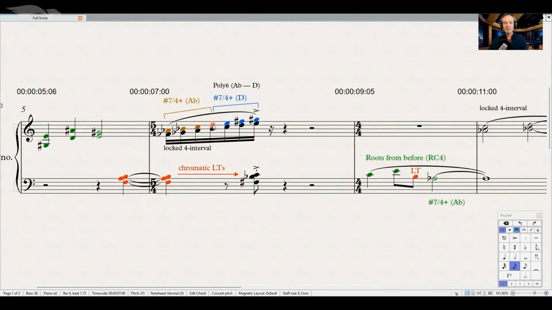Then from there, remember my poly 6 connection? Let's go into this poly 6 connection. Now the D becomes my root tone, and I play the same Lydian dominant scale again, starting from the D note.